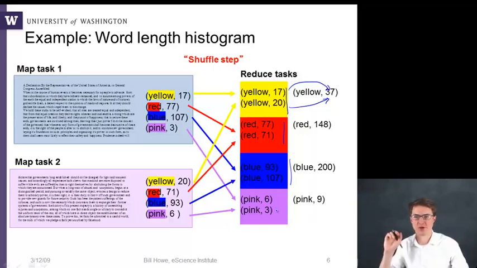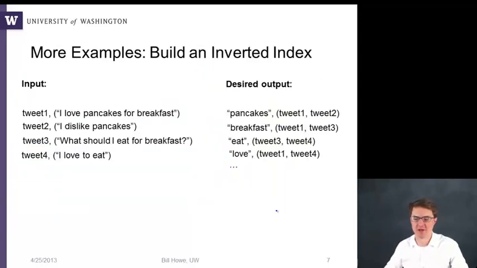Okay, fine. So word count, generally the canonical place to start when thinking about MapReduce. Word length, very minor variation on that. So let's think of another minor variation on that, and this one arguably is even simpler than word count. So here we want to build an inverted index.